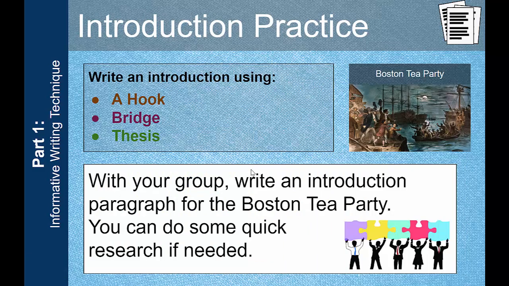So right now I'd like you to also have some practice here. I would like you to write an introduction for the Boston Tea Party. I would like you to include a hook of your choice, and you can use the one you used before, a bridge, and then a thesis or a main point. And if you want to use the thesis that I had about the Boston Tea Party, you certainly could. Otherwise, maybe do a little research if you need to. Just try your best and see how it goes. So you could pause the video right now and get to work.